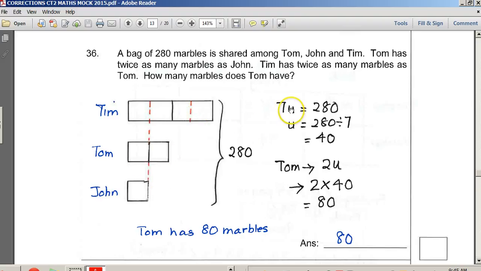So 7U is 280. To find 1U, 280 divided by 7 gives you 40. 1U is 40, so to find Tom's, it will be 40 plus 40, or 2 times 40, which gives you 80 marbles. Almost half of you did not get it right because of this portion and the relationship between these 2. Please draw it accurately. Be hardworking.